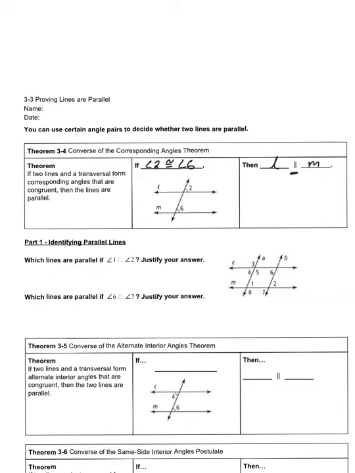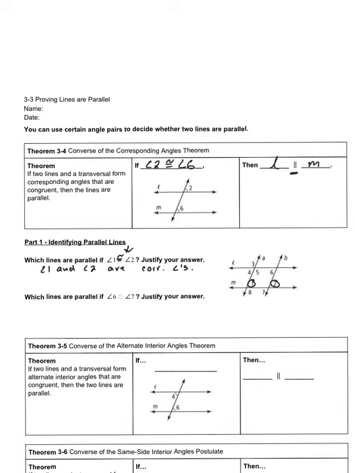Part 1 asks us to identify the parallel lines. It says which lines are parallel if angle 1 and angle 2 are congruent. Justify your answer. So here we have angle 1, and here we have angle 2. So we can state that angle 1 and angle 2 are corresponding angles. And if corresponding angles are congruent, because it tells us right here that angle 1 and angle 2 are congruent.